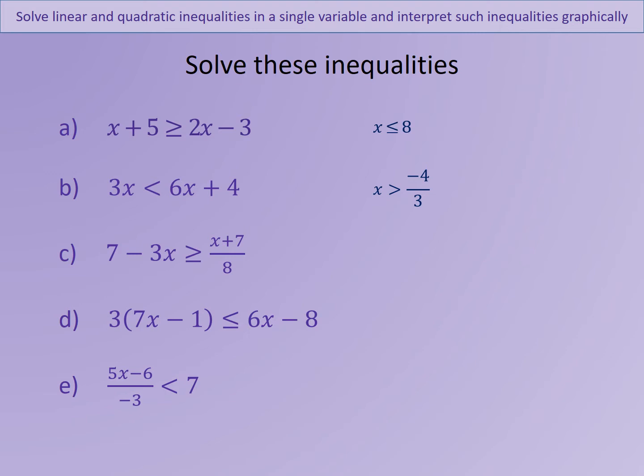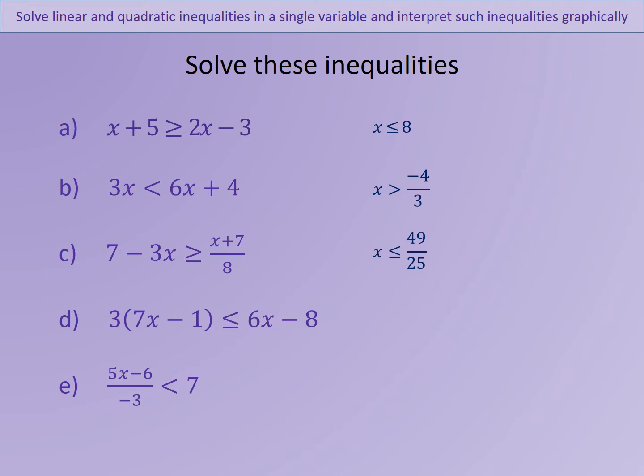C, the first thing you would do is multiply everything by 8 and you would end up with 56 minus 24x is greater than or equal to x plus 7. And then if you perform the same sort of rearranging as we did in A and B, you should end up with x is less than or equal to 49 over 25. Please don't worry about the fact that it looks a bit of an awkward fraction. That's perfectly acceptable, of course, doesn't simplify.